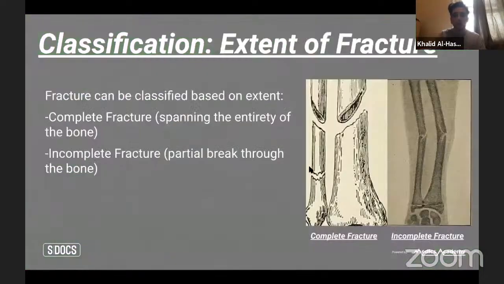Right. So the extent of the fracture. This is the second way in which we can classify fractures. A fracture can be classified based on its extent. So we have 2 types. We have a complete fracture, which is shown in this picture on the left, in which the entirety of the bone has been broken through, whereas incomplete, as shown here, is a fracture in which there are still portions of the bone which maintain some form of union between both fragments. However, there is a disruption in the overall integrity of the bone itself.